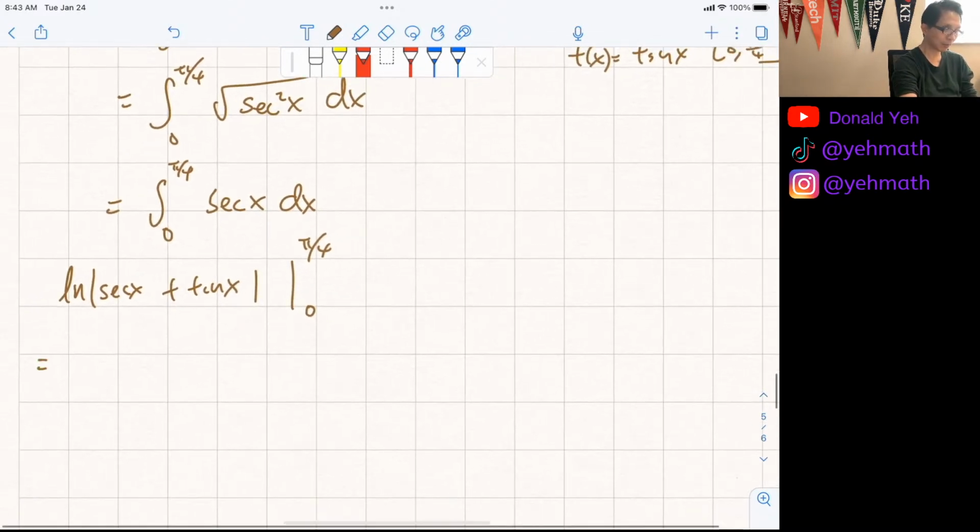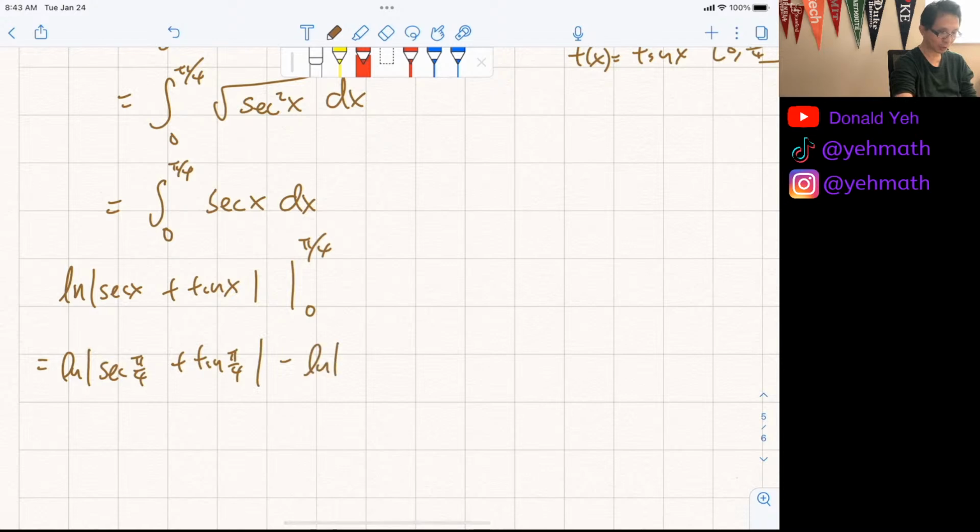So now all I gotta do is plug in the hard part. Natural log of secant of pi over 4 plus tangent of pi over 4, minus natural log of secant of 0 plus tangent of 0. And then what's the secant of pi over 4?